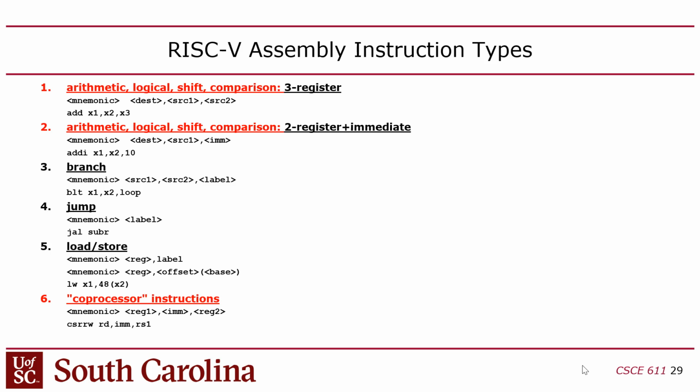But I'm not just trying to torture you with writing RISC assembly, which is torturous. So we've got, let's see, 6 different instructions really that you'll use. There's what I call the arithmetic logical shift comparison instructions that are register based. So they have two operand registers and 1 destination register.